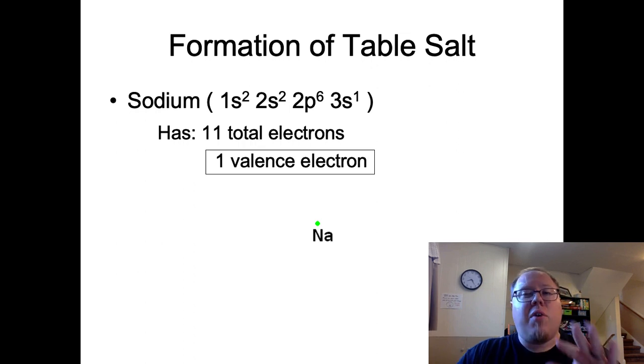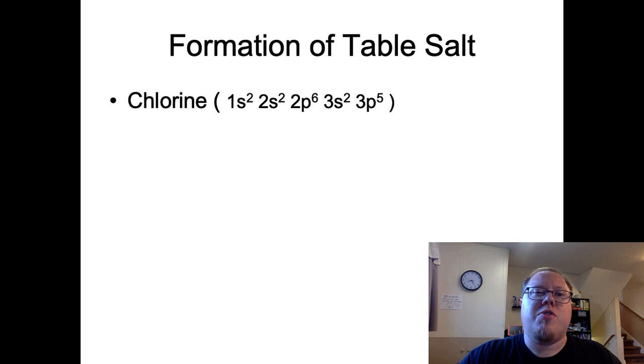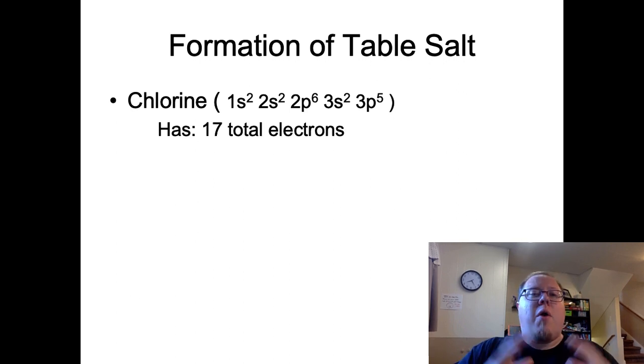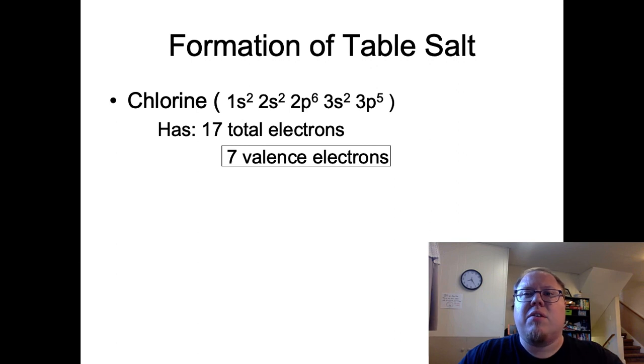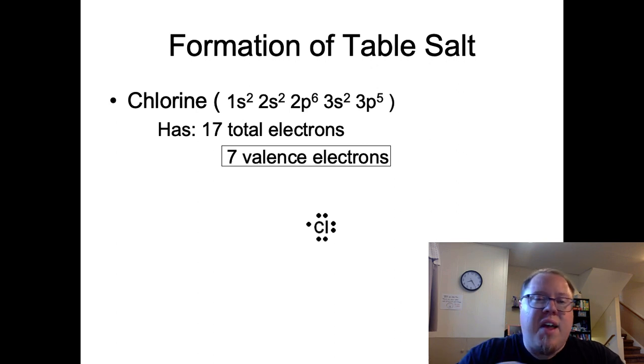So that's sodium. Chlorine has an electron configuration of 1s2, 2s2, 2p6, 3s2, 3p5. So this has 17 electrons total. The outer energy level here is the 3rd, and it has 7 there, 2 s's and 5 p's. So 7 valence electrons total. We would have a Lewis dot diagram with 7 electrons around it. One of those is unpaired.